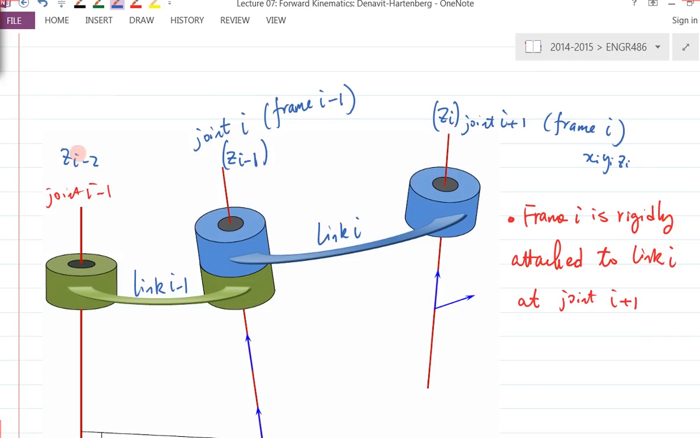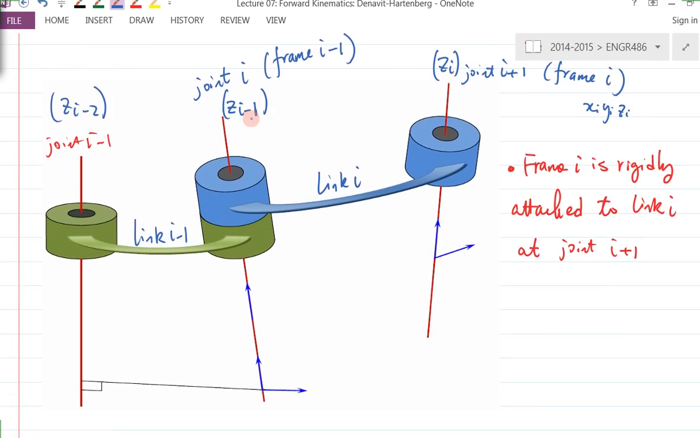And this is going to be Zi minus 2, of course. Now, once we get this Zi minus 1, how do we assign the rest of the axes? We determine this Xi minus 1 here. Xi minus 1 is determined based on the so-called common normal, the orthogonal normal between the two axes.